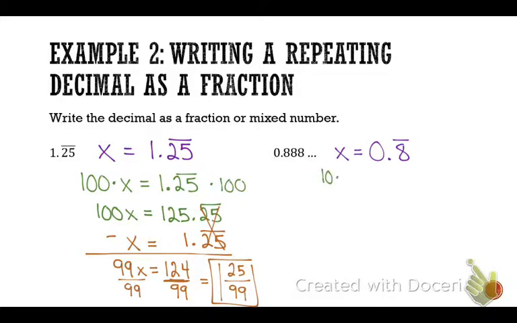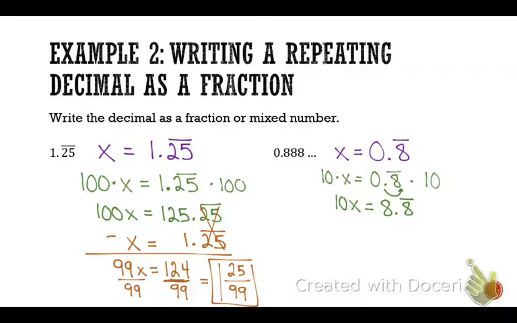Okay, so 10 times x equals 0.8 repeating times 10. So 10x, that's easy. But what's going to happen to my decimal when I multiply it by 10? It's going to move one way. It's going to bump my decimal to the right 1 place. But remember, that 0.8 is still repeating. So while it bumps my decimal to the right and it becomes 8, I still have my 0.8 repeating. Okay, all right, so I multiplied by 10.